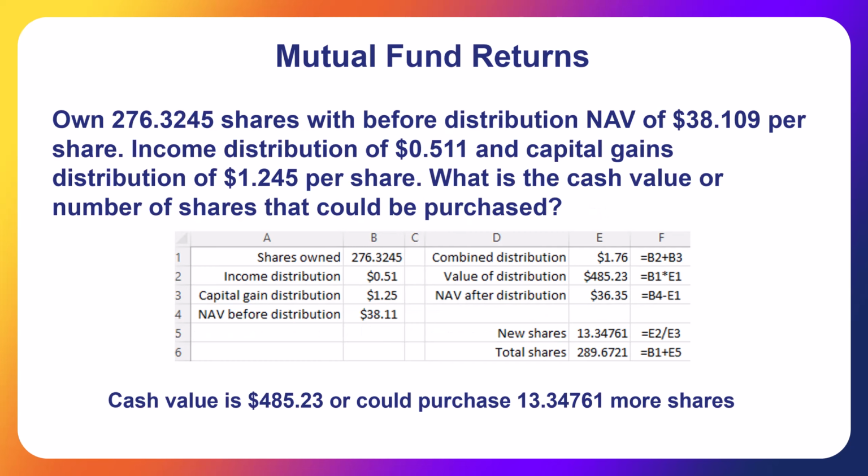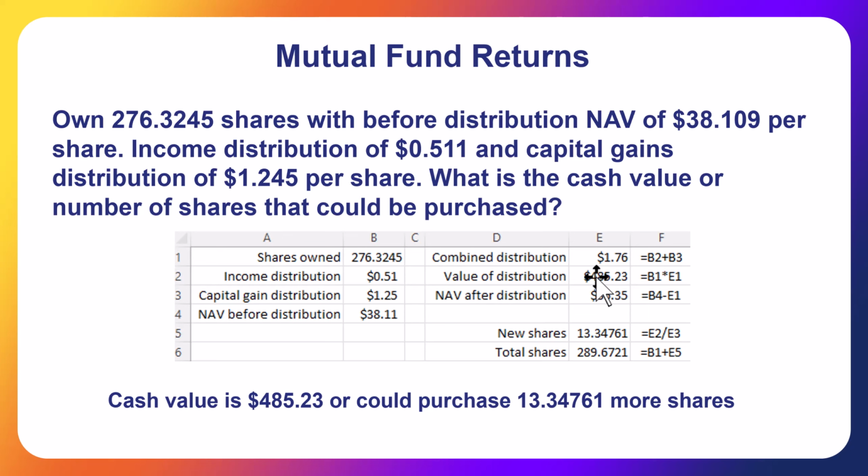So let's think about mutual fund returns. We own 276 odd shares with a NAV before distribution of 38.109 per share. Income distribution was 51.1 cents per share. Capital gains was $1.24. So what's your cash value or the number of shares that you could purchase? So again, the shares owned we have is that 276. Our income distribution, capital gains, net asset value before the distribution.